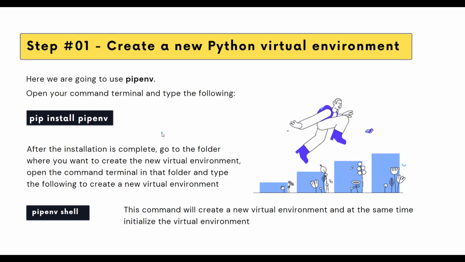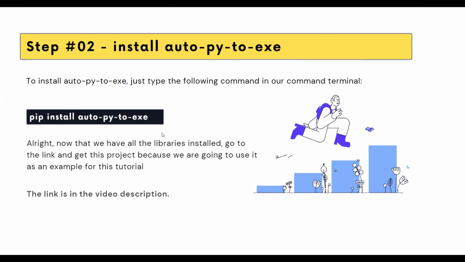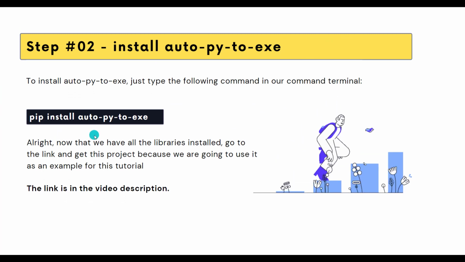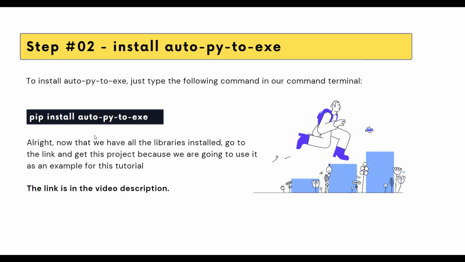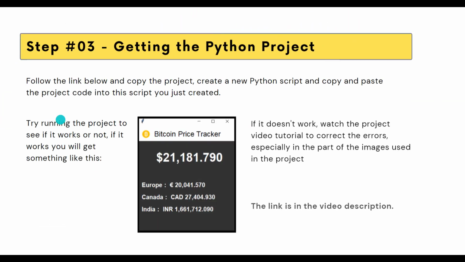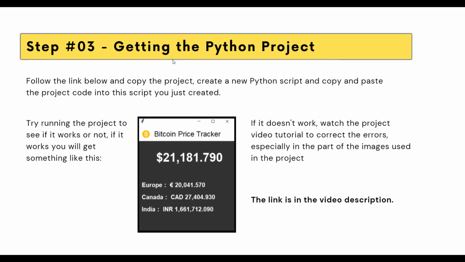And after creating the virtual environment, we have to install auto-py-to-exe, which will convert the Python file to an executable file. And then after installing it, we have to get the Python project, whatever project that you have, and install all the packages inside the project. Like for example, for me, the Bitcoin price tracker needs packages like requests and the pillow module, something like that. It depends upon the project. So try to install all those dependencies after going inside the project and after running them like I did before.